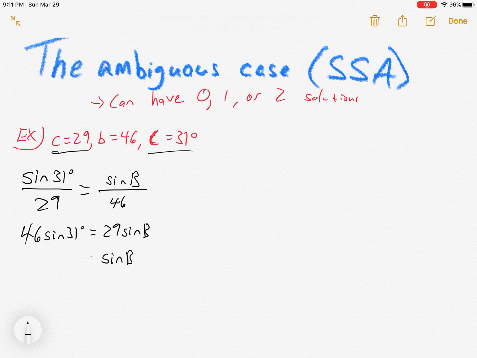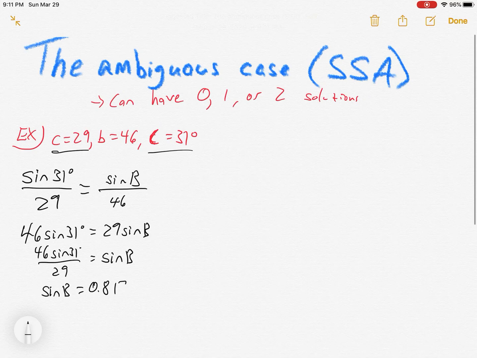Divide both sides by 29. Let's switch this order here. And you better get a number less than 1. And this time, you get 0.8170, rounded to 4 decimal places. If you didn't get a number less than 1, think about that. And we will come back to that later. Or you could ask your calculator, and it knows.